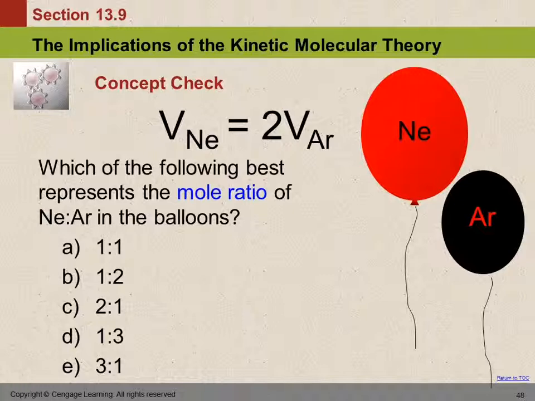The volume depends on N. If you double N, you double the volume, keeping the other things constant. So if the neon balloon is twice as big, it must have twice as many moles. So the ratio will be 2 to 1. Any questions?